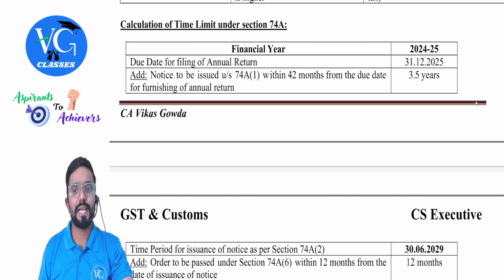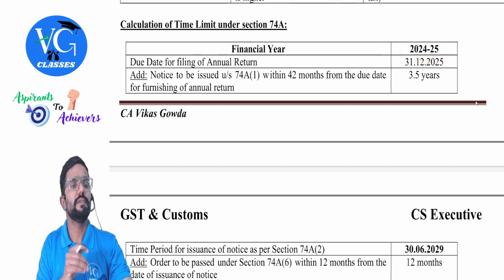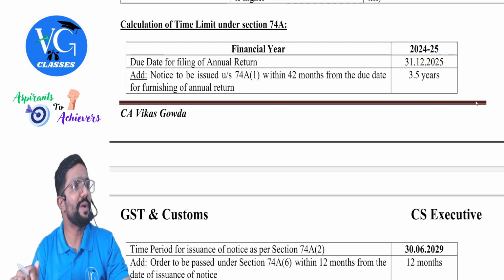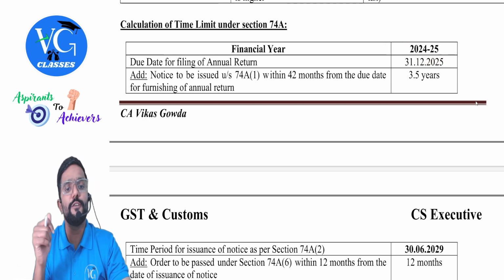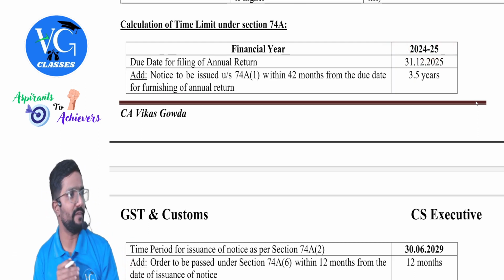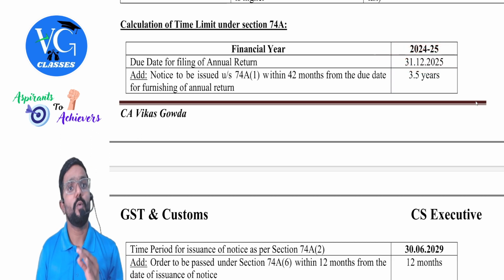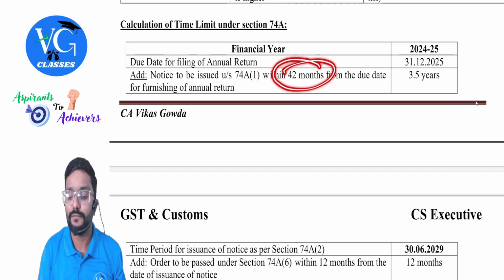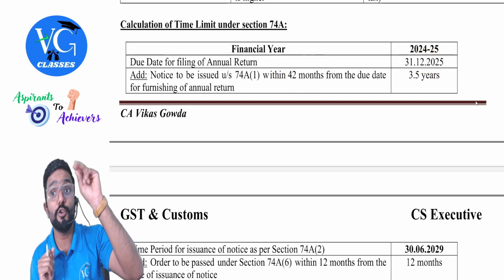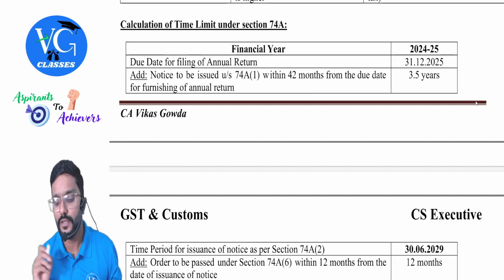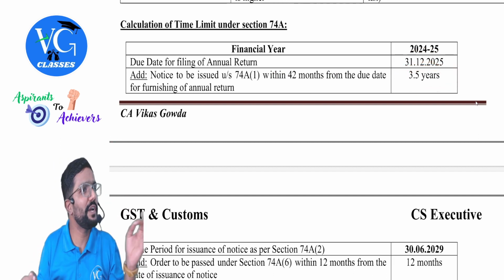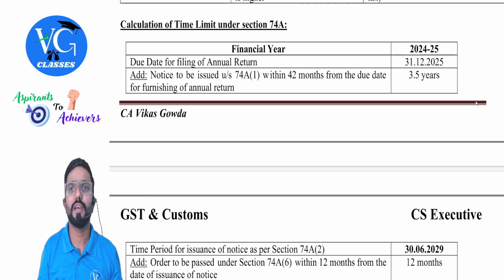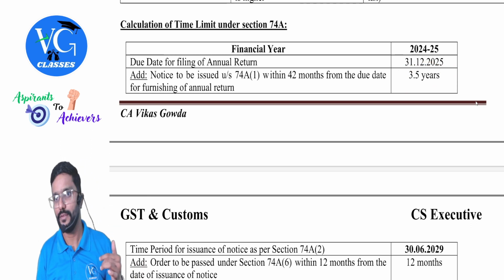What is it? Guys, assume the mistake or error or fraud is with respect to any month of 24-25. Financial year 24-25. What is the due date to file the annual return for financial year 24-25? 31st December 2025. Okay, take that date. What is the time limit to issue notice under section 74A? 42 months from the due date of filing the returns. So which comes to, can I take it as 3.5 years? 42 months means 3.5 years only, no? Correct? Check it yourself. 42 divided by 12, 3.5.